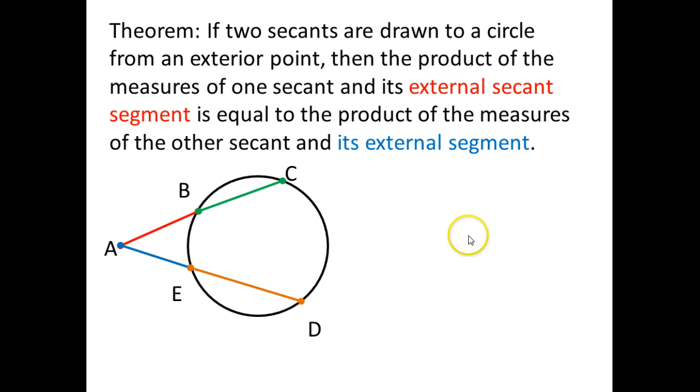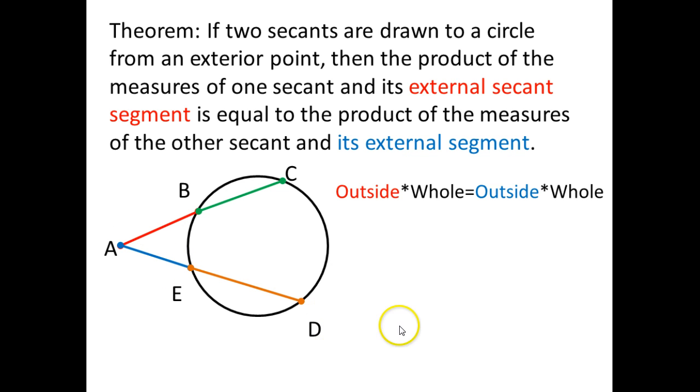The next theorem says, if two secants are drawn to a circle from an exterior point, then the product of the measures of one secant and its external secant segment is equal to the product of the measures of the other secant and its external secant segment. So the outside part times the whole secant equals the outside part times the whole secant. So AB times AC equals AE times AD.